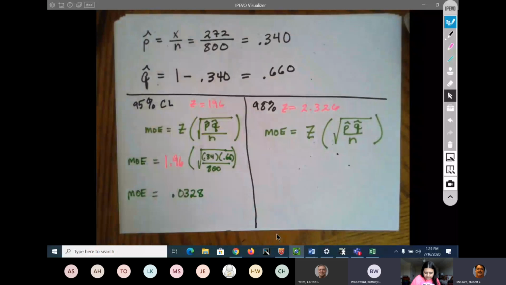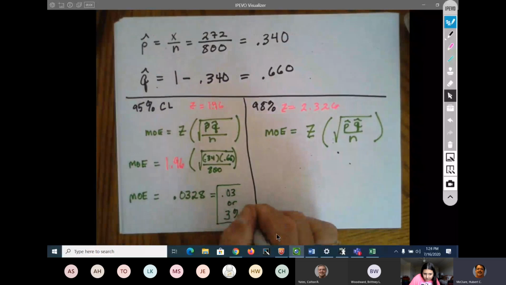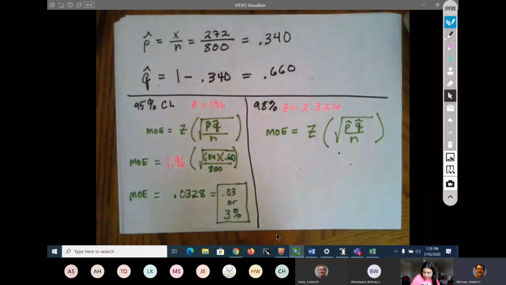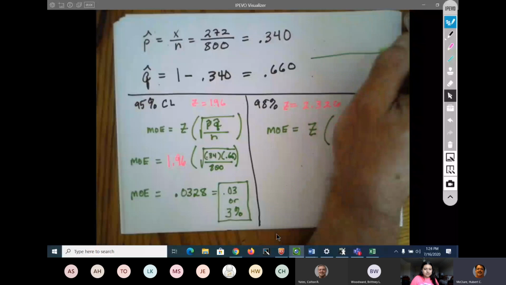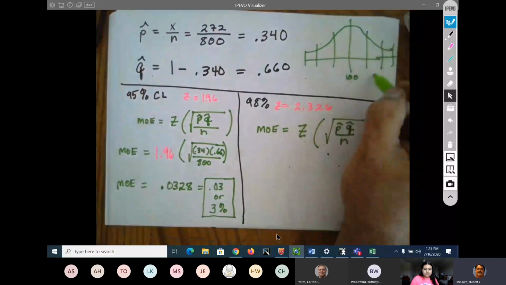0.0328. And margin of error is either going to be a decimal, or they may ask you to put it in a percentage, because 3 percentage points. Okay, so in this case, 0.03 or 3 percentage points. Now watch what I do here, because you remember how you did standard deviation? What did you do on the right-hand side of the mean? Did you add or subtract? When you drew a bell curve, you're given a mean and a standard deviation. Mean is 100. What do you do on the right-hand side? You add.